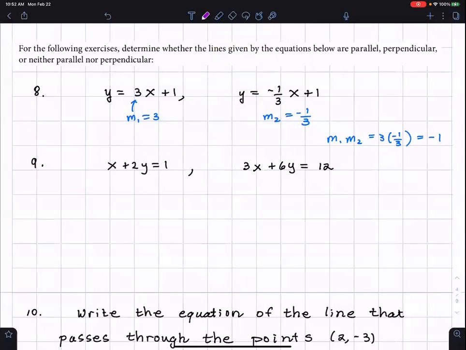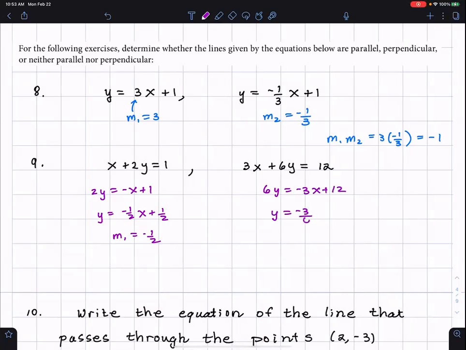And for this next one, it's not as easy because I have to manipulate this. I have to find the slope. 2y equals negative x plus 1. If I divide by 2, I get y equals negative 1/2 x plus 1/2. So M1 is negative 1/2. For this next one, 6y equals negative 3x plus 12. Divide by 6, I get y is negative 3/6 x plus 12/6. Y is negative 1/2 x plus 2. So M2 is negative 1/2.